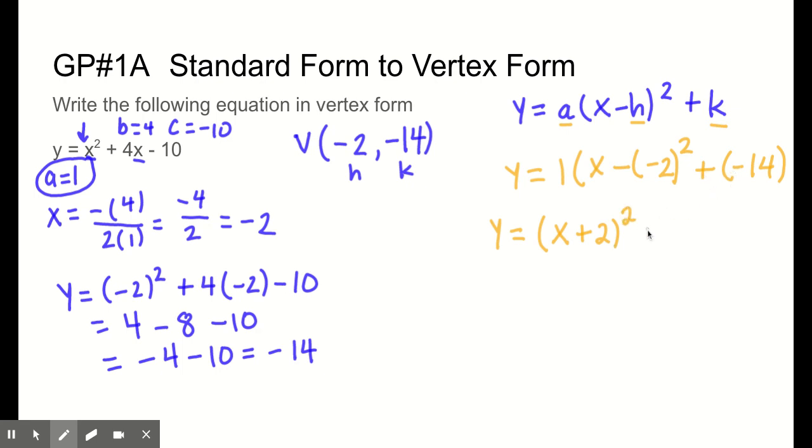And then plus a negative would just be minus 14. And so here we have our equation in vertex form.